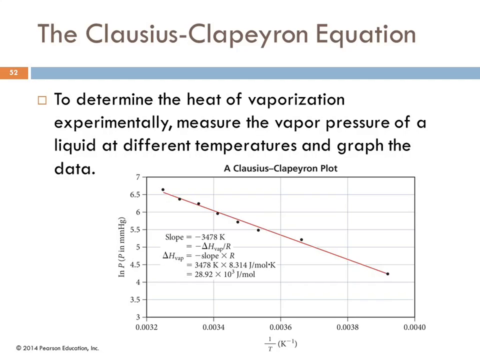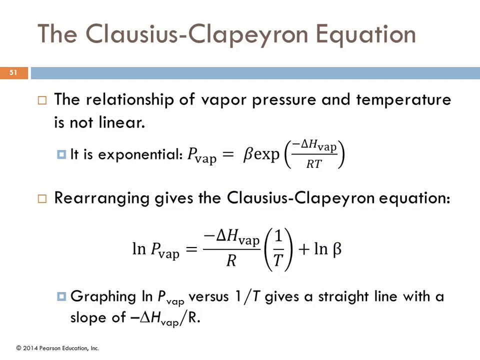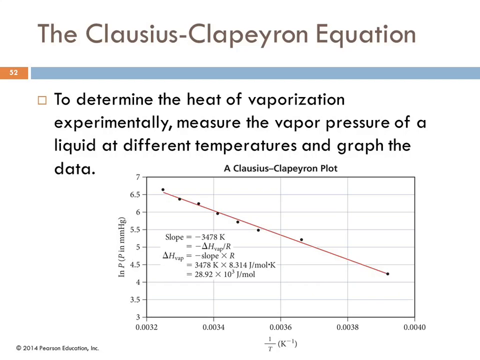So, just backing up here just a minute. The slope here is the heat of vaporization divided by R. And so we can determine this experimentally by measuring vapor pressure at different temperatures, graphing the data, and then from the slope we can come up with the heat of vaporization for that particular liquid. So that's how they come up with those things.